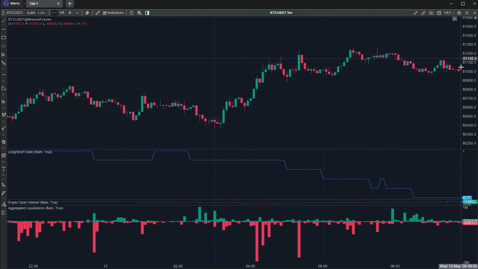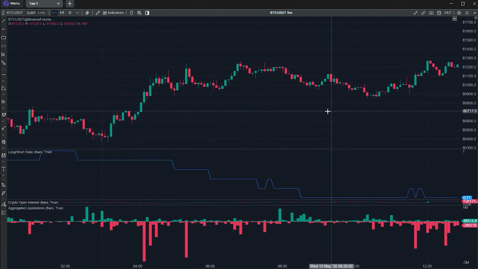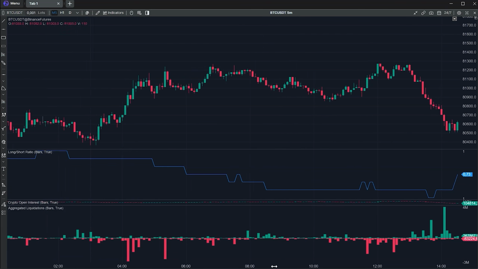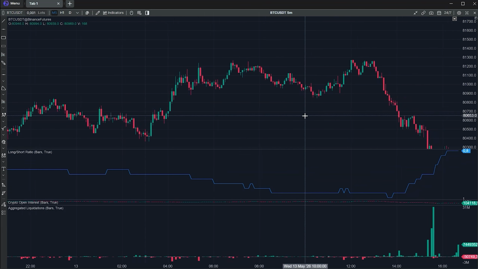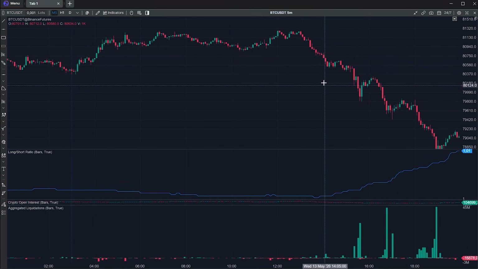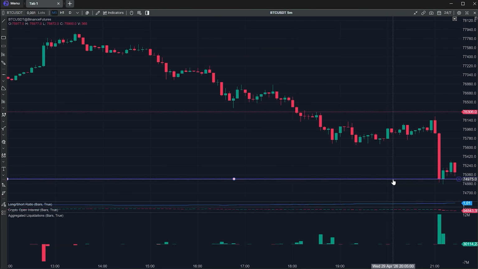Now let's look at buyers exiting a downtrend. The price is falling and OI is falling along with it. Positions are being closed. Buyers are getting stopped out. And the long-short ratio is shifting towards selling. Weak hands lock in losses while sellers lock in profits. And this is where the move reached its climax and reversed.